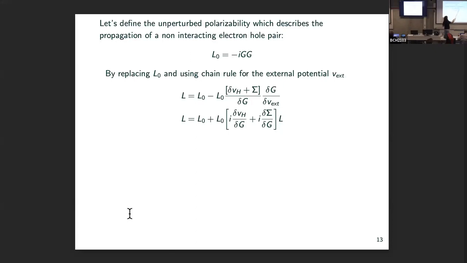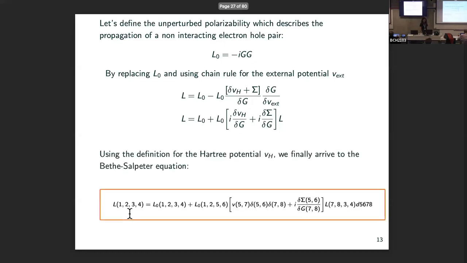And if you recognize here, what we have obtained is basically the initial definition that I gave you for L, which is a derivative of G with respect to an external non-local potential. So we replace back our L. And if we do all the operations correctly with the indexes, we arrive at the Bethe-Salpeter equation, where we have our L zero, which has four indices, four points in space and time.